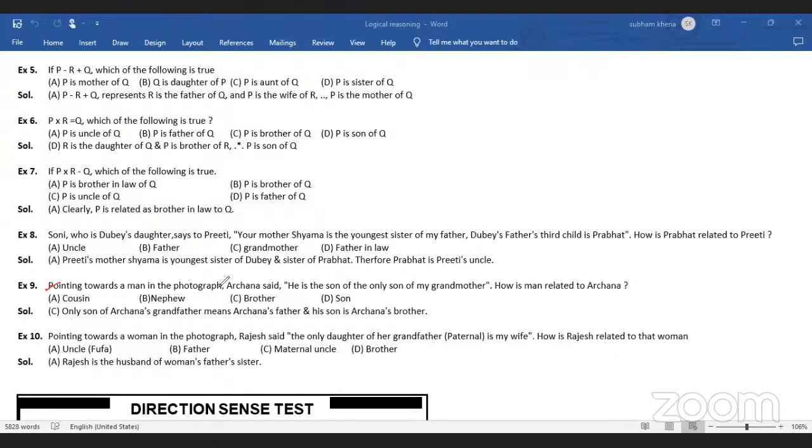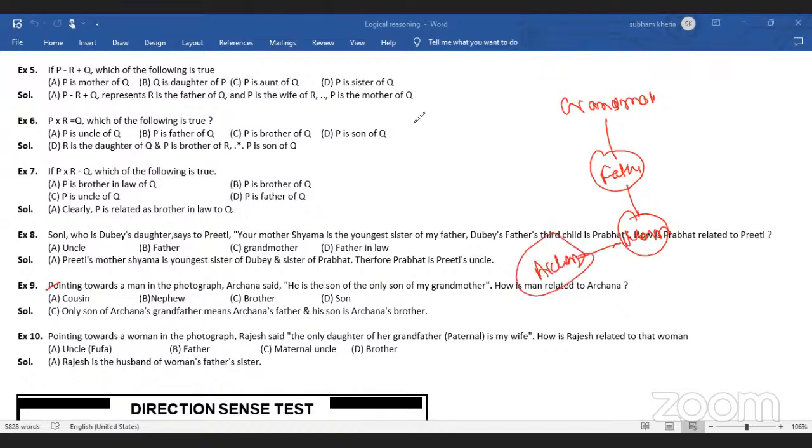Pointing towards a man in the photograph, Archana said, he is the son of the only son of my grandmother. The only son of my grandmother is Dadi's only son. Who would that be? Your father. Understood? Grandmother, only son, his father. Archana is saying he is the son, so the man is the son of Archana's father. That means Archana is the sister of the man, and the man is the brother of Archana. How is the man related to Archana? Brother.